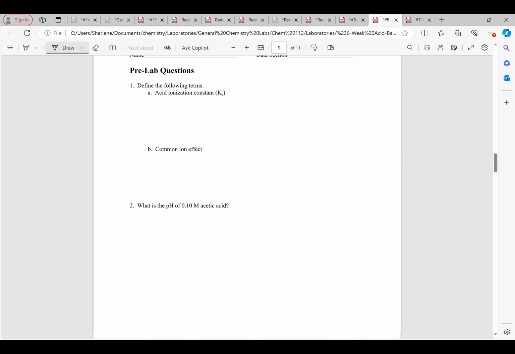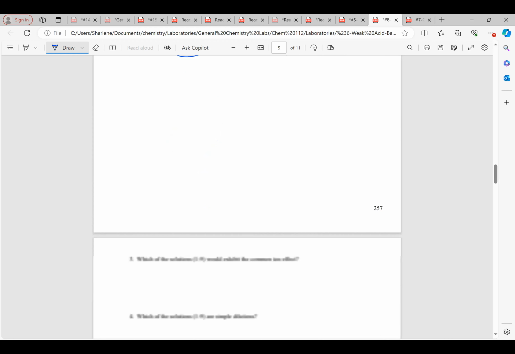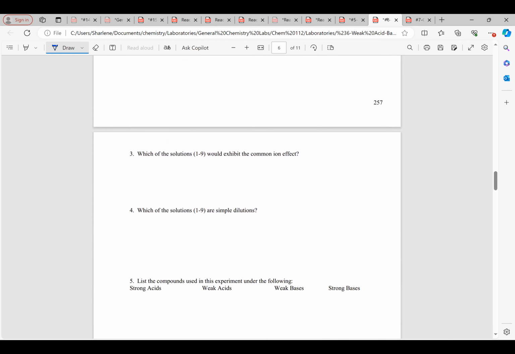All right, let's see these pre-lab questions. Define the term acid ionization. Well, that's how many protons come off. The common ion effect is when Le Chatelier shifts when it's already part of the equation. We're actually going to be doing this in just like 2 seconds, so we'll do it on the other page. And then we just did this. Okay, we just did this piece.